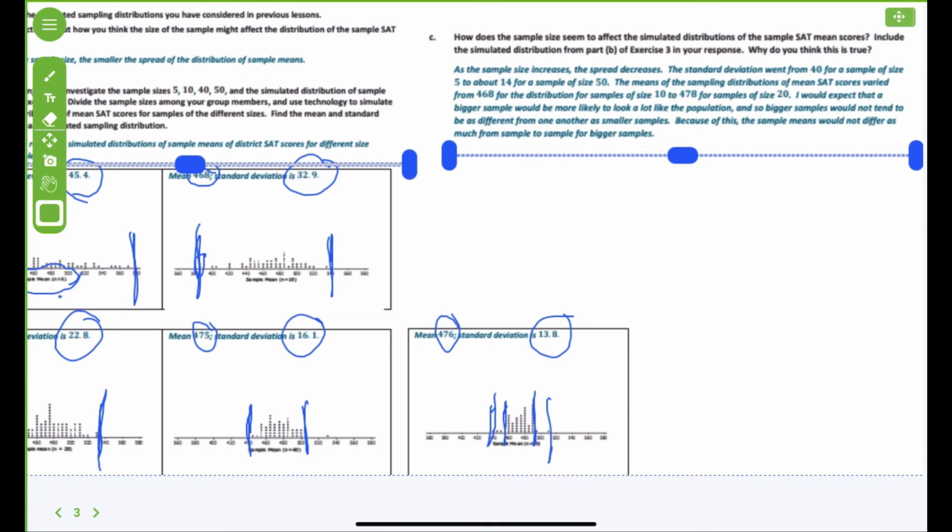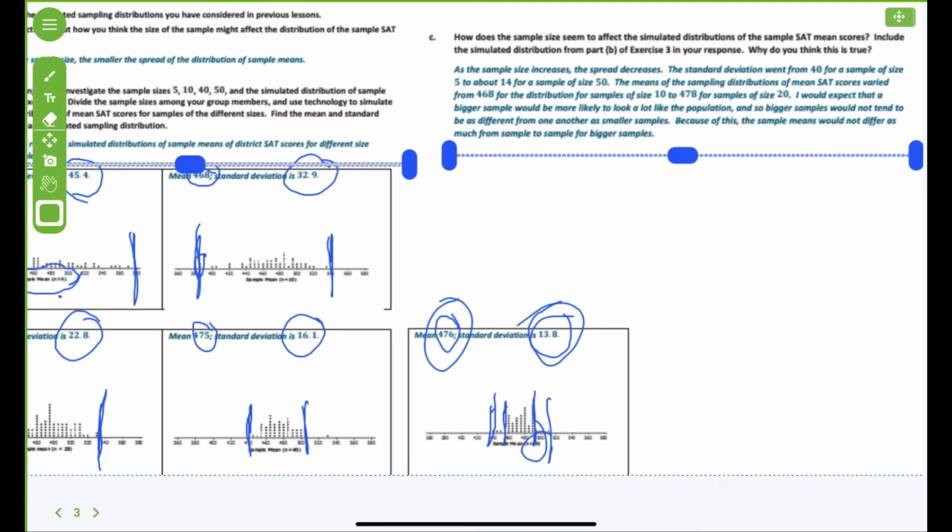So as the sample size increases, we know that the spread decreases. The standard deviation went from 40 with a sample size of 5 to about 14 with a sample size of 50. We see all of that right here. Now, the mean of the sample distributions of the mean SAT scores varied from 468 for the distribution of the samples of size 10 to 478 for the sample size of 20.